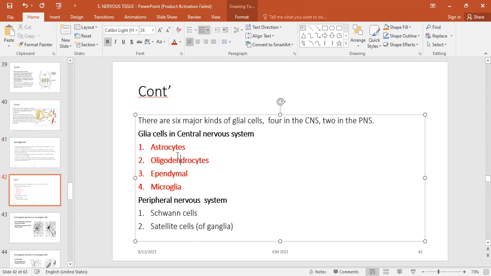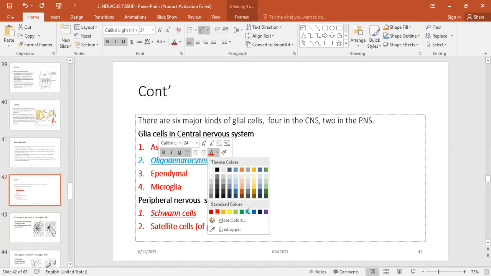In the central nervous system. Then in the peripheral nervous system, we have Schwann cells and satellite cells. So the nervous system is divided into two parts, central and peripheral. Before we go any further, I want you to note the following. Schwann cell, I'll label it like that, and oligodendrocytes are similar cells. Schwann cell and oligodendrocyte perform similar function.